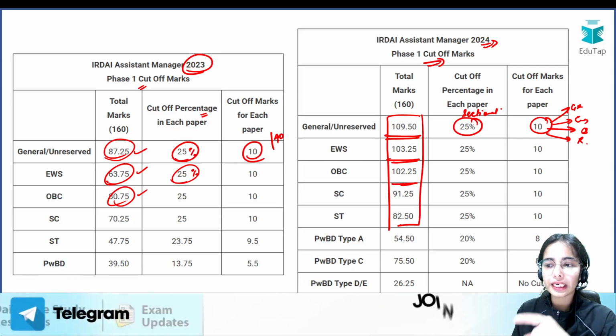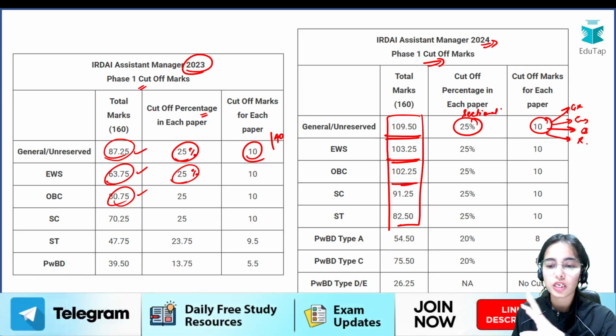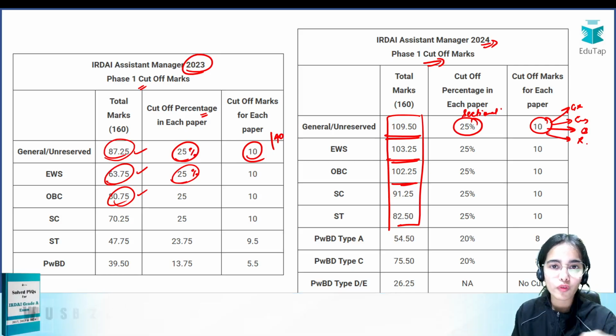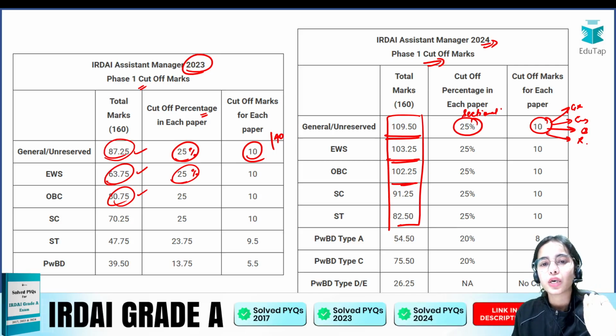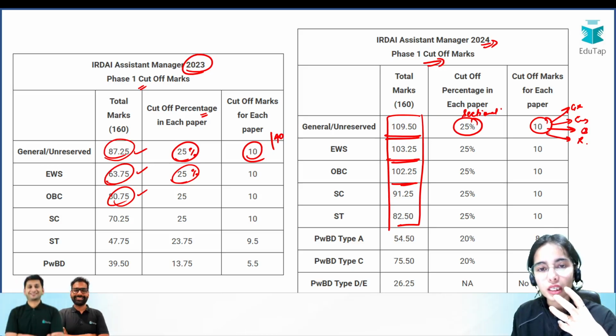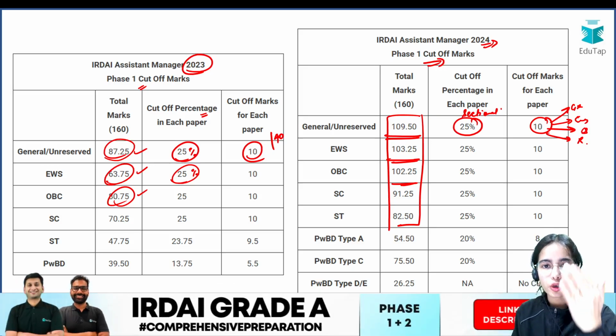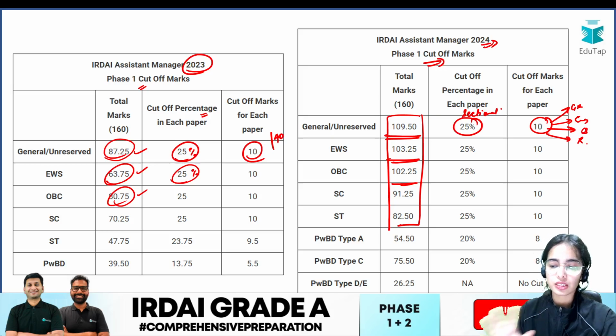Now if you get 10, 10, 10, 10 in the 4 sections, you will not be able to clear the overall cutoff, that was 109.50. That means, okay, you have to clear the sectional cutoff, but you have to aim for clearing the general, like overall cutoff also. Okay, so this is the idea.